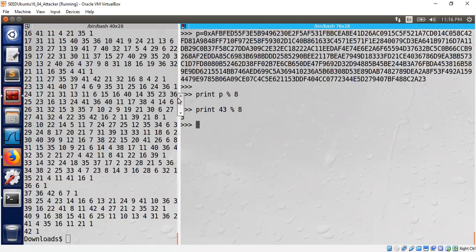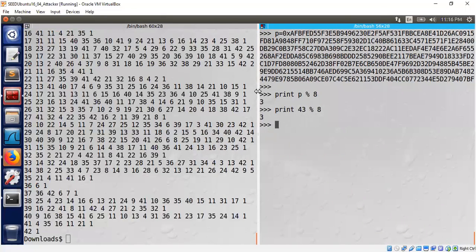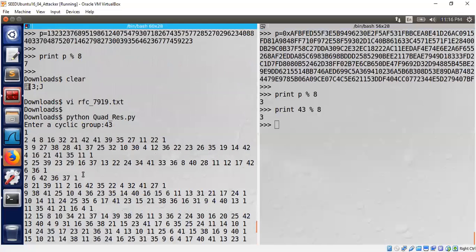Because in order for this to have a quadratic residue, you must have a remainder 1 or 7, but the remainder here is 3. Therefore, 2 is not a quadratic residue. But can we conclude now that 2 is a generator of the subgroup? Well, we can check it here. Can we conclude that 2 is a generator of the entire group? We can check it here.